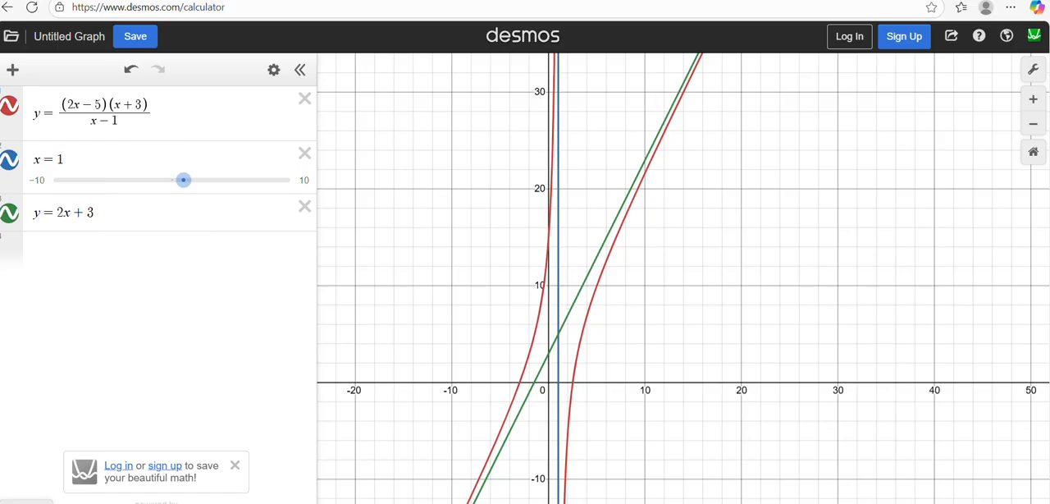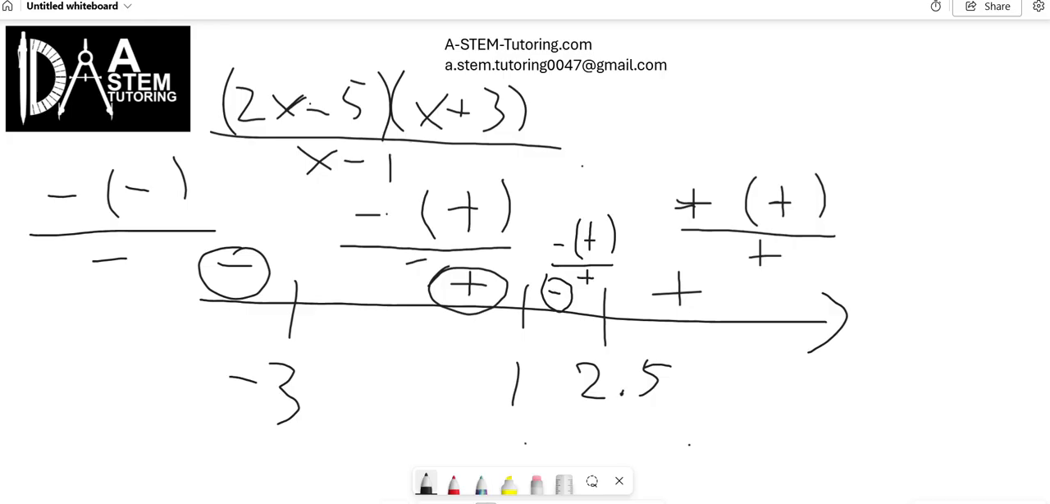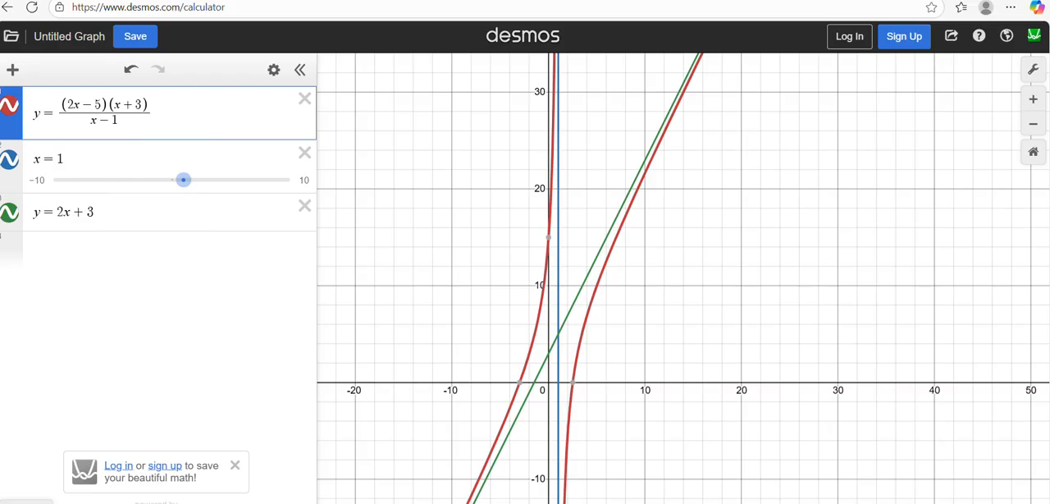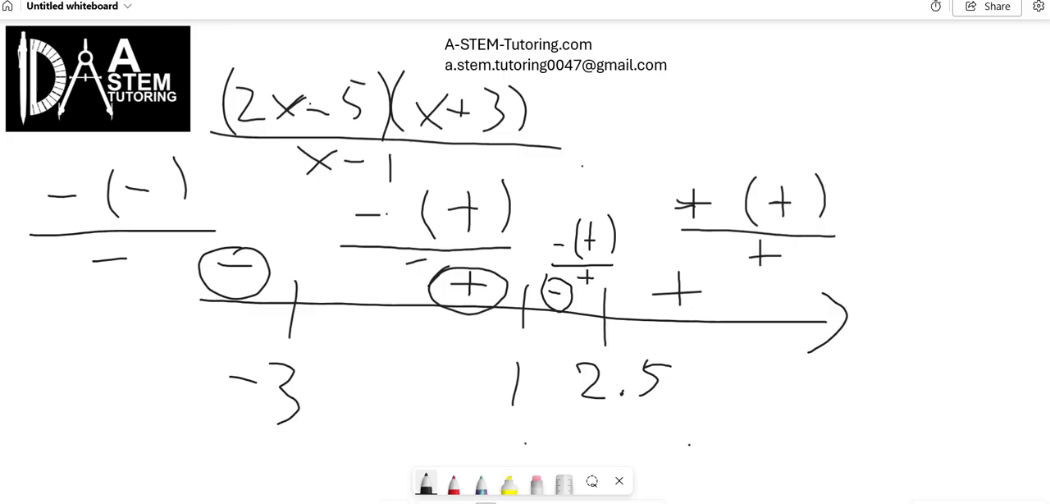So to the left of negative 3, you can see that the curve is negative. Between negative 3 and positive 1, the red curve goes positive. That agrees. Between 1 and 2.5, the curve should be negative, which it is. You can see in this region here, between 1 and 2.5, the curve is negative. Then as you go further out to the right of 2.5, when x is greater than 2.5, the curve becomes positive again, which again agrees with our algebraic prediction.